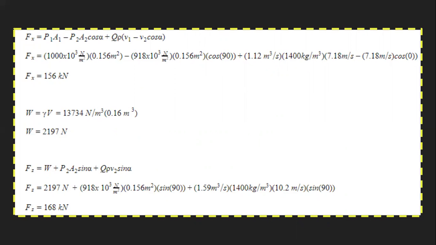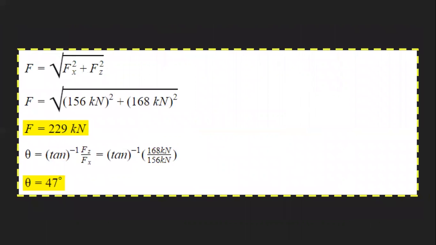And upon inputting the known values, we calculated the x component of the force to be 156 kilonewtons and the z component to be 168 kilonewtons. And lastly, we found the force the fluid imposes on the 90-degree bend and the angle it is imposed on as follows. The force is 229 kilonewtons applied at an angle of 47 degrees from the negative x-axis.